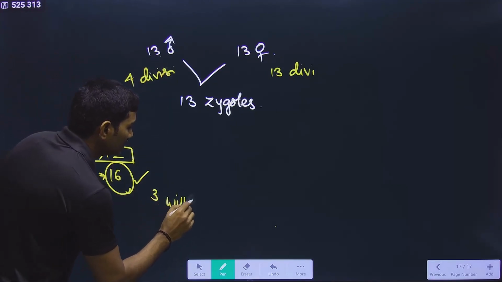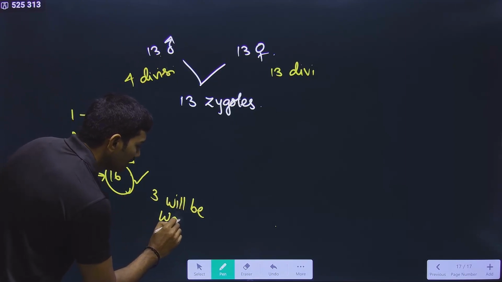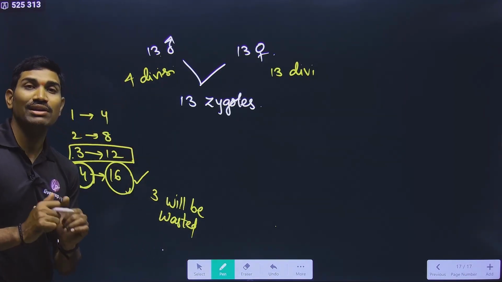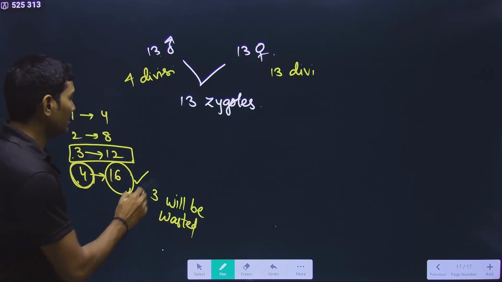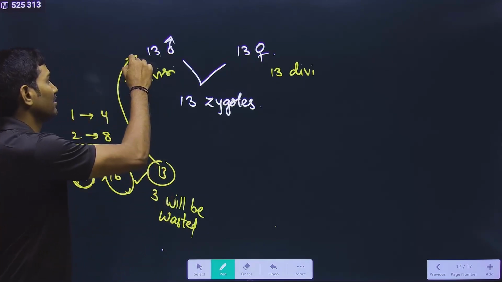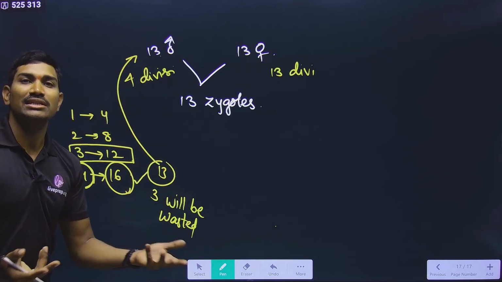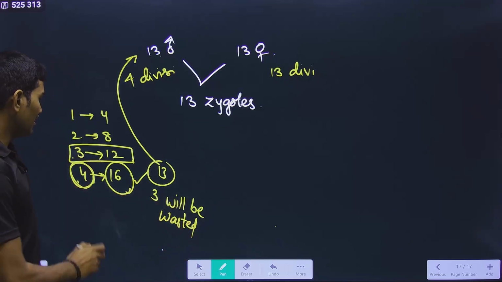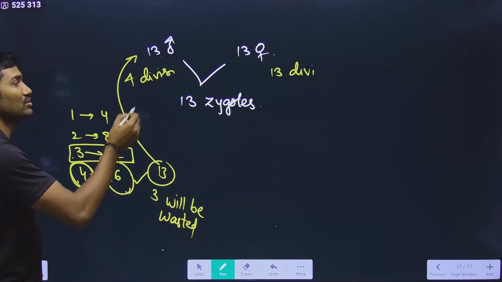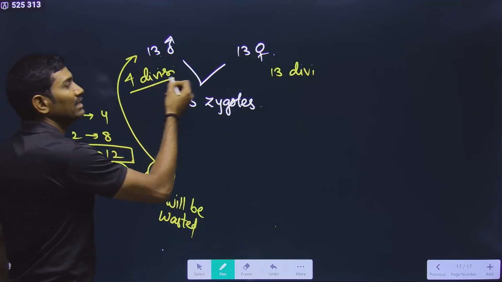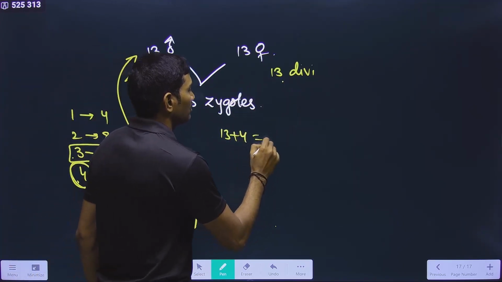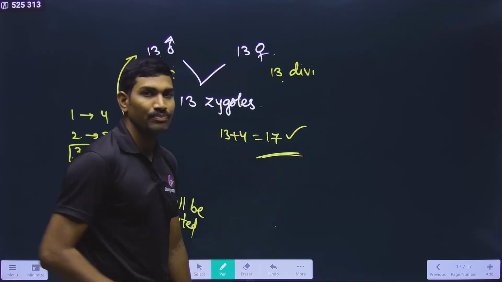Use 13. So how many will be wasted? 3 will be wasted. There are some questions in MCQ books. They are asking how many pollen grains will be wasted. How will you calculate this? How many are required? 13 are required here. So the remaining 3 will be wasted. They are not used. Wasted means they are not used. But still you need to go for the 4 divisions. 4 here, 13 here. So add this. So 13 plus 4. So it will be 17 divisions are required.